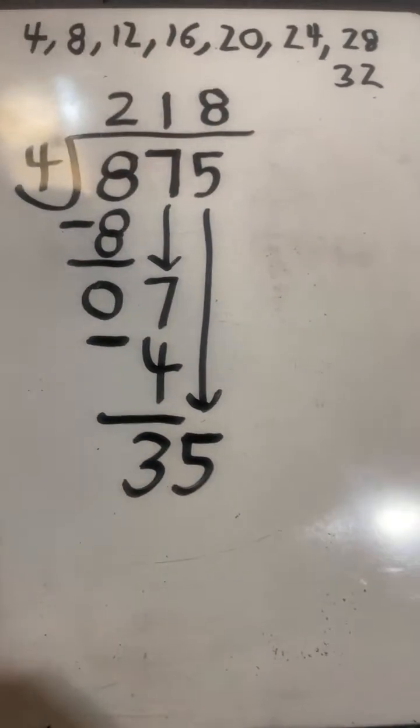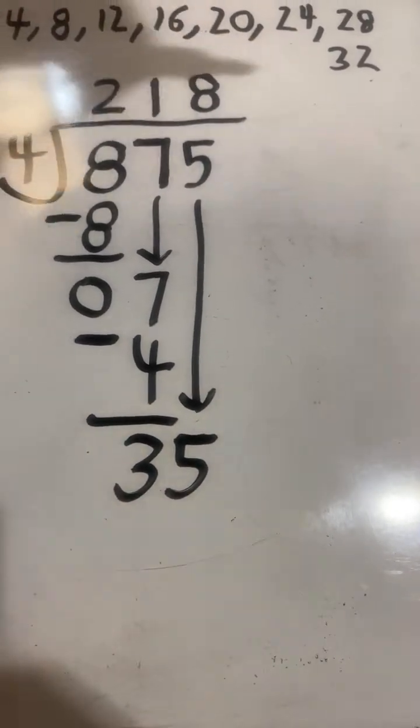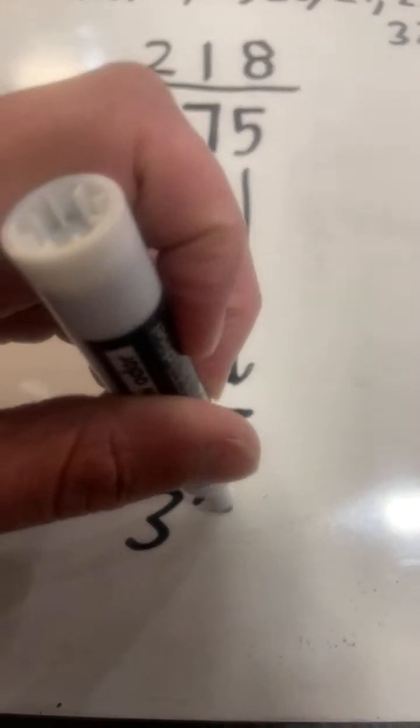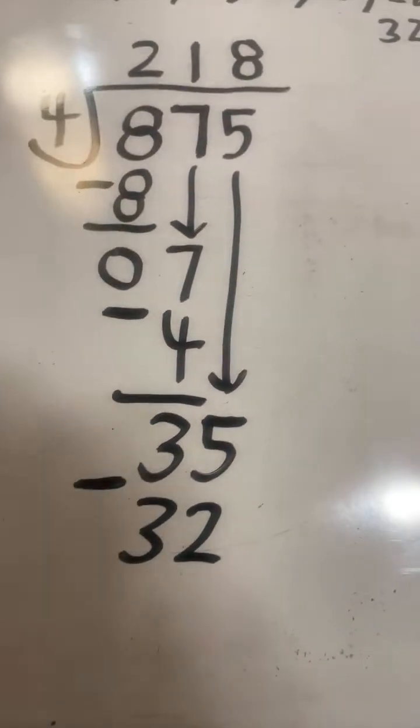There is a remainder. 32 was as close as we could get to 35 without going over. So 32 is what we have to subtract to find our remainder.